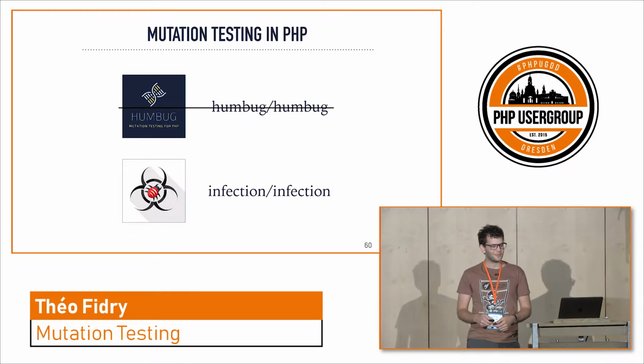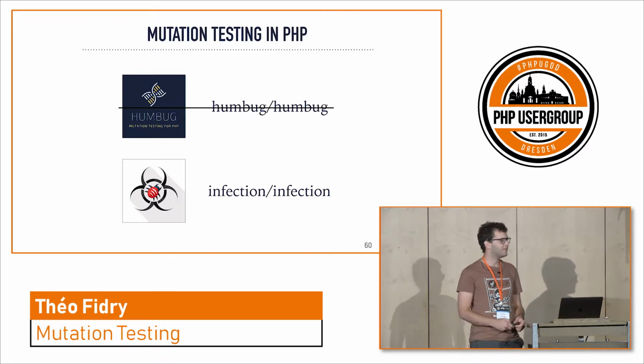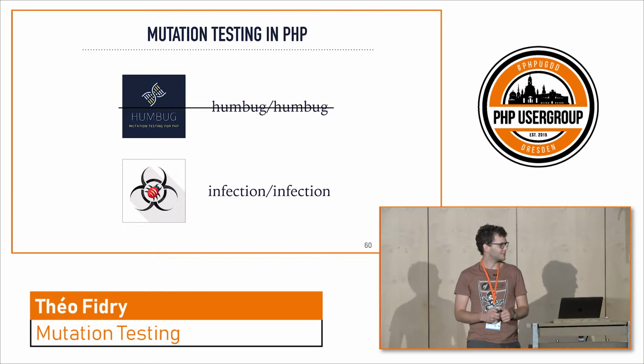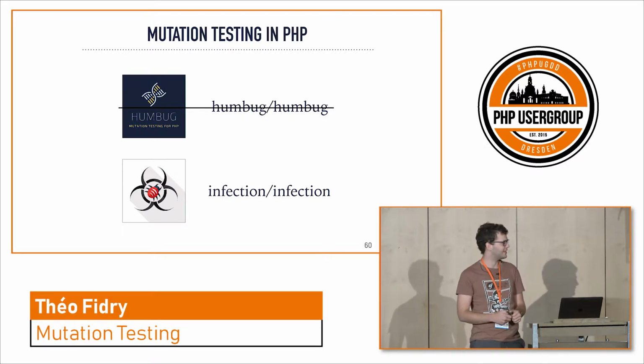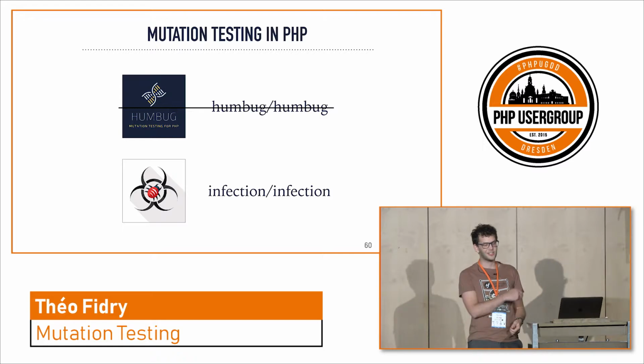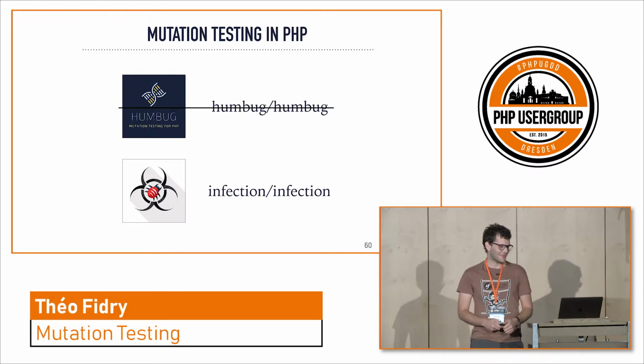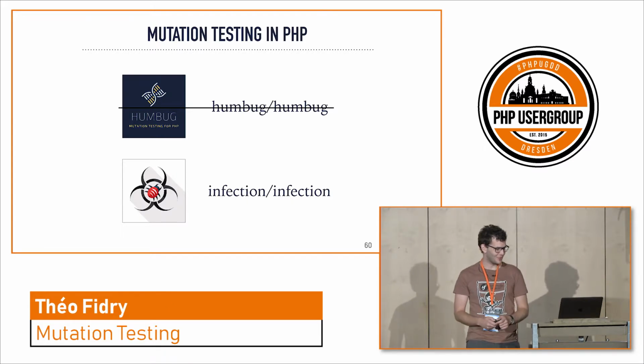But now, let's focus on PHP for a bit. You have two libraries, Humbug and Infection. Some people are like, yeah, nice, we got choice. And some are like, oh, I don't want to have to find out which one I need to pick. Well, you're lucky in PHP: Humbug has been deprecated in favor of Infection, so you only got Infection.